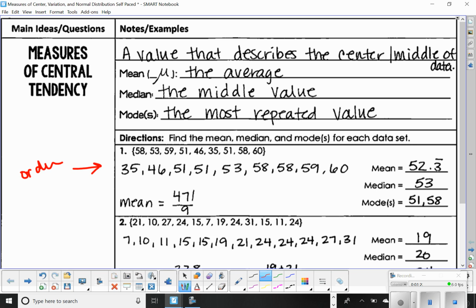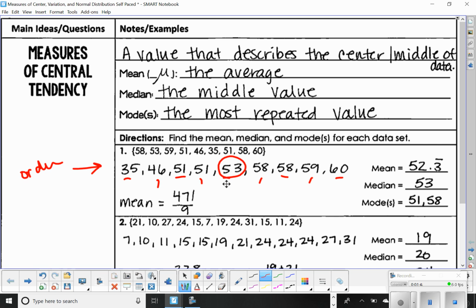Now, the reason we have to order it is because if we go 1, 2, there's this one, this one, this one, this one's in the middle. Here's our median. It is the middle piece of data. If you have an even number of items, then you take the two that are in the middle, add them together, divide by 2, basically the mean of the two middle items, to get the median.